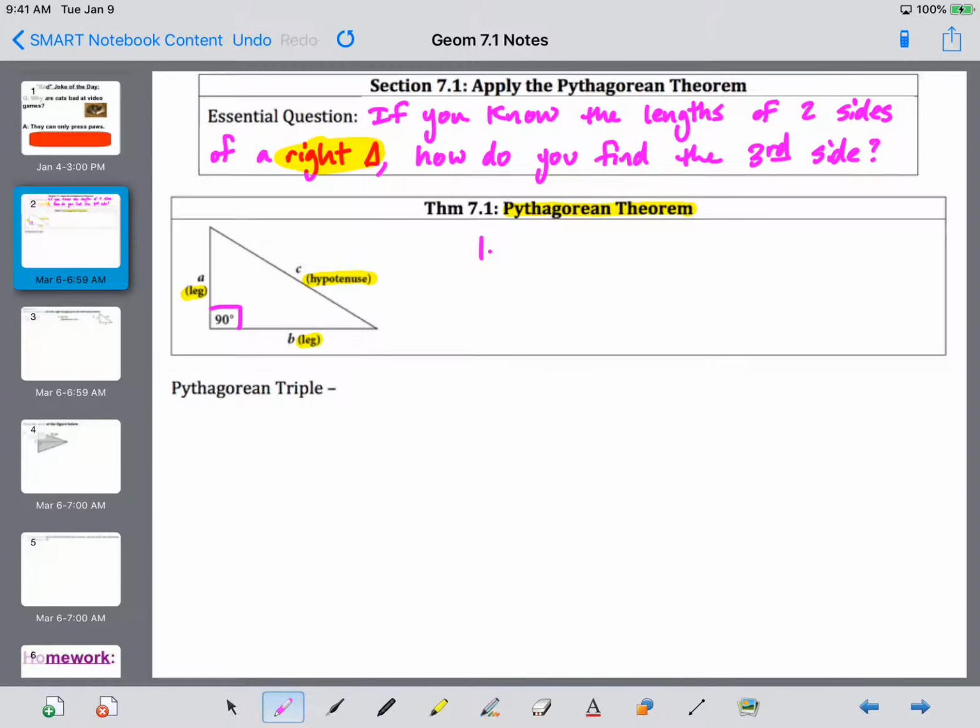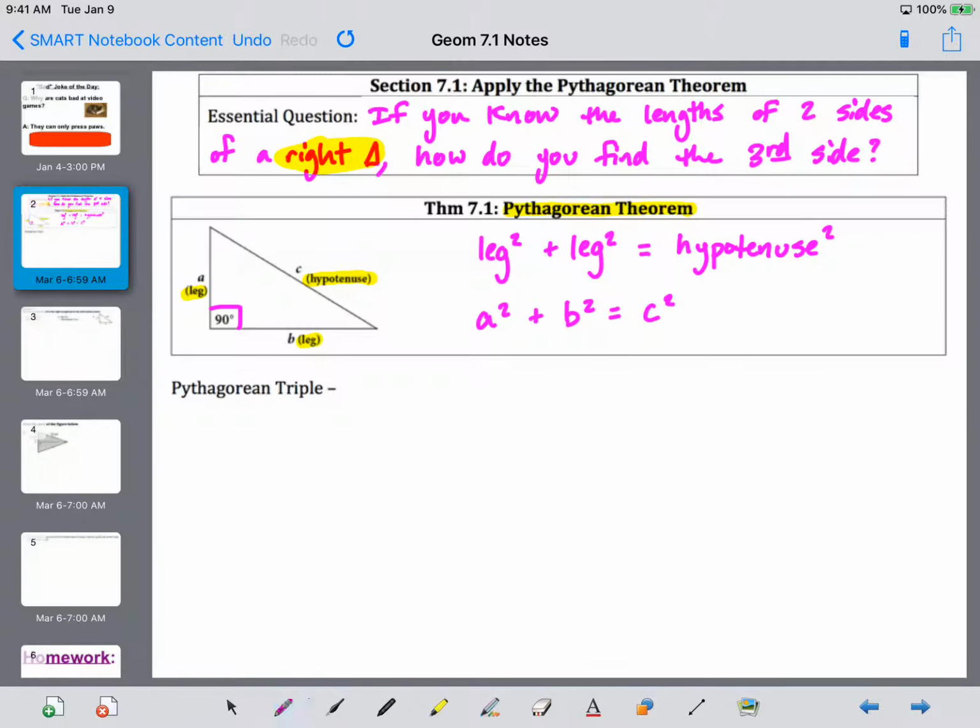The long version of the Pythagorean theorem is a leg squared plus a leg squared equals the hypotenuse squared. And the hypotenuse is always the longest side. We don't like to write all that out all the time, so in math we use variables to make life a little bit easier.